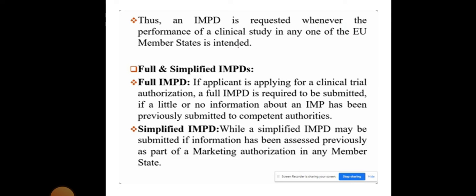If little or no information about an IMP has been previously submitted to competent authorities, a new application, meaning no data is available previously. So full means that if you are doing it for the first time, you have to give the complete information about the IMP in the form of a dossier.